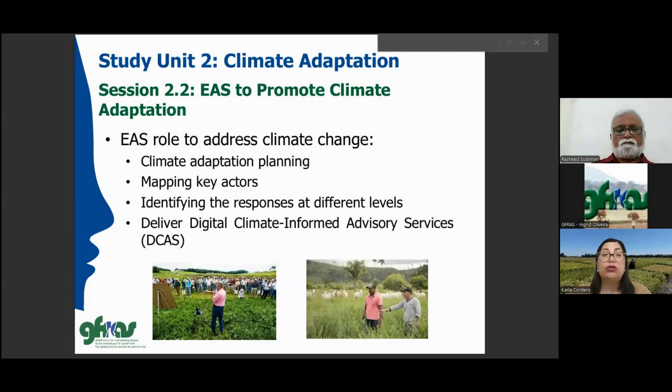So in session 2.2, we look at how extensionists are able to promote climate change adaptation. The role that they play is very important. These extensionists should know climate adaptation planning. They should map key actors for the local situation and identify the responses at different levels. Also, we have tools like digital climate-informed advisory services that can be used, and we are going to go further and deeper in our course.